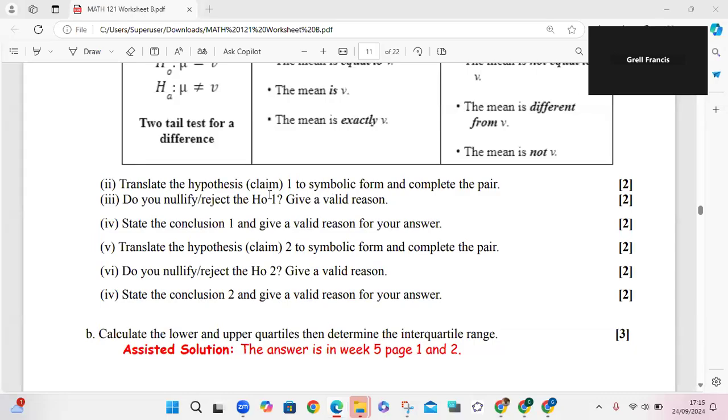Worksheet B number 10A part 3. It says, do you nullify or reject the null? Number 1, give a valid reason. So right now, we've got to focus on what null number 1 is saying and compare that statement to what the data is saying to see whether or not we reject or we do not reject the null.